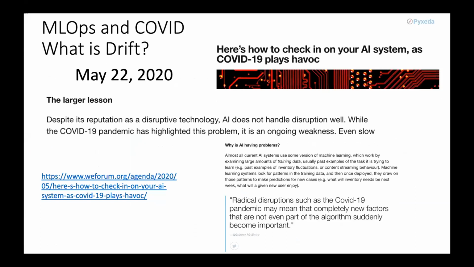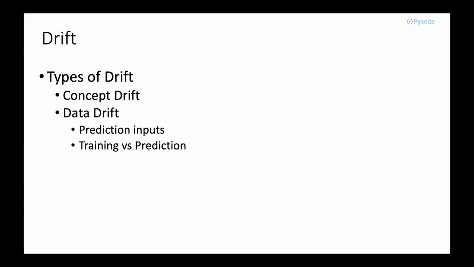And when my machine learning model goes into production, how is it going to behave differently? And if it behaves differently, how do I know? So there are various kinds of drift. At the topmost level, there's a notion of concept drift and there's a notion of data drift.